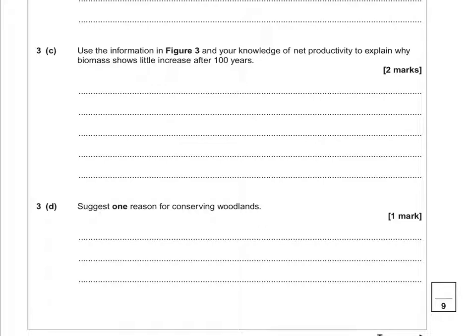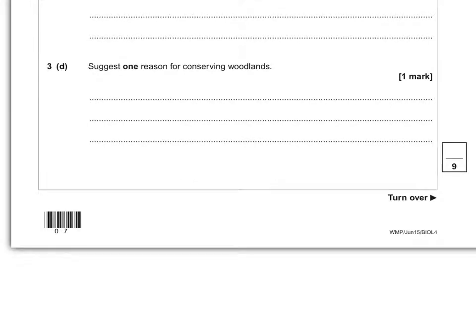Now 3C talks about using your knowledge of net productivity to explain why biomass shows little increase. So I would probably start off by saying, well, what is net productivity? This is gross productivity minus the respiratory losses. So the decrease in gross productivity can be related to the fact that there's an increase in respiration possibly, and less photosynthesis. The final question suggests one reason for conserving woodlands.